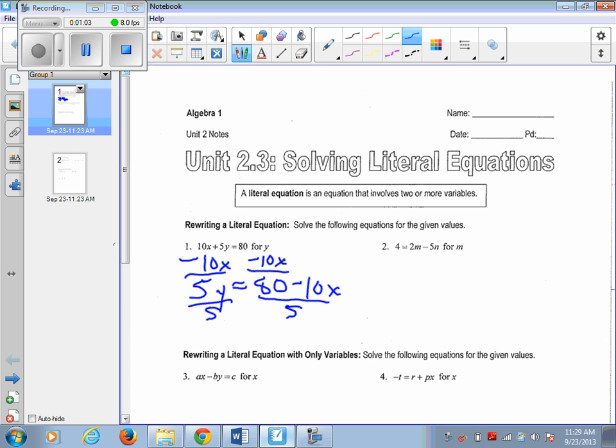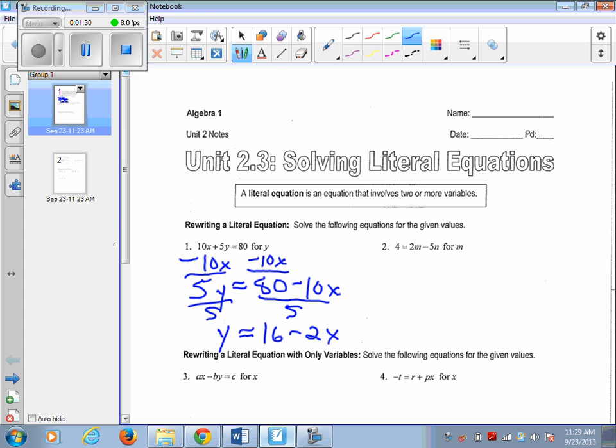Just like when we're solving equations, whatever we do on one side of the equal sign, we have to do on the other. So we are dividing by 5 on both sides, which gives us y equals, and then we have 80 divided by 5 is 16, minus 10x divided by 5 is 2x. So we have y equals 16 minus 2x.